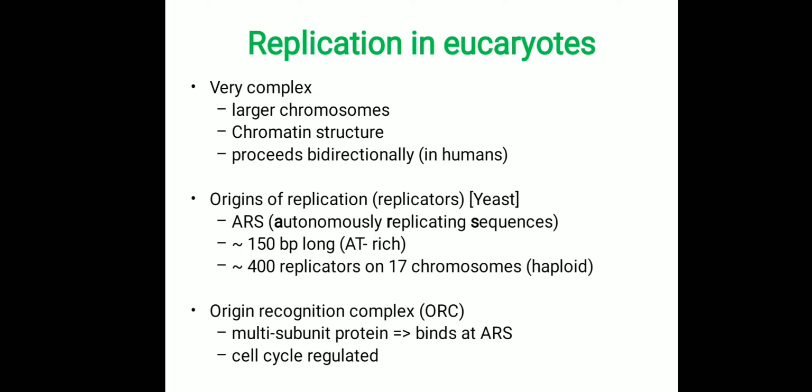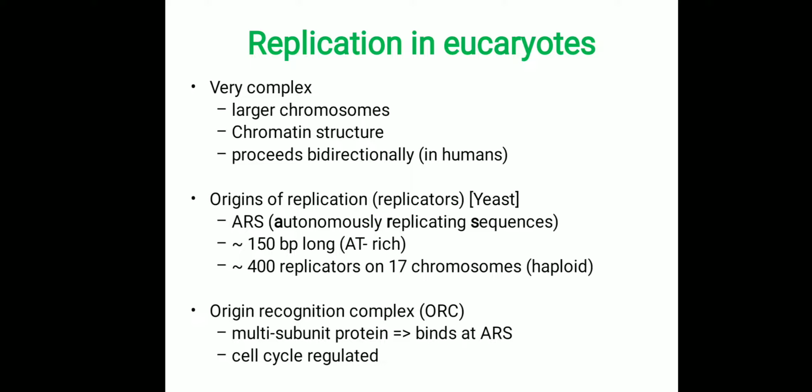And now we will briefly discuss replication in eukaryotes. The basic procedure is the same as what we discussed in the mechanism of replication, but here the process is very complex. The chromosomes are very large. For example, the human genome contains 3 billion base pairs, and it has a tightly packed chromatin structure. The replication proceeds bidirectionally in humans, and several replication origin sites will be there.